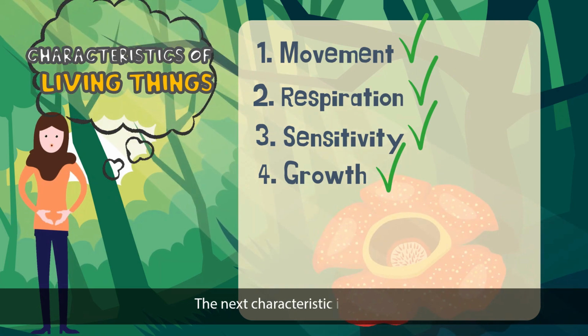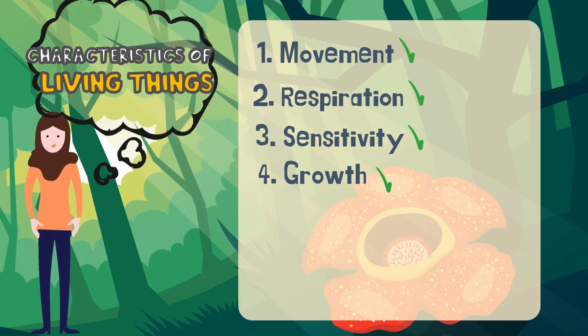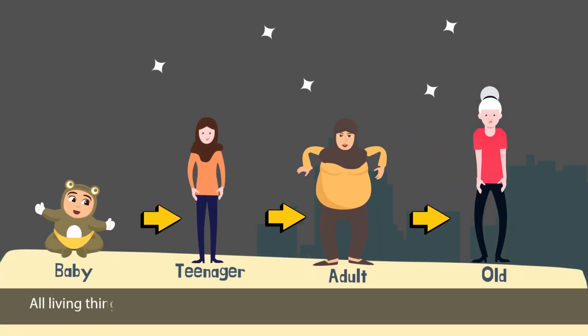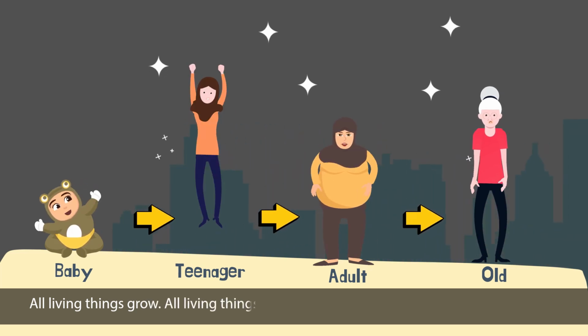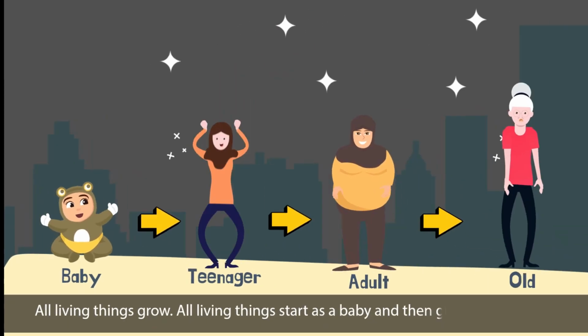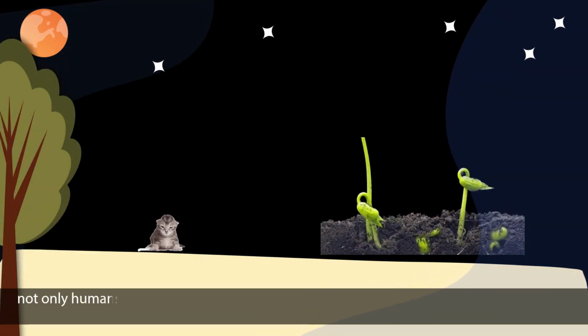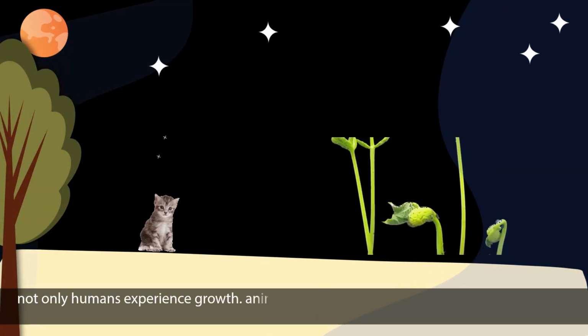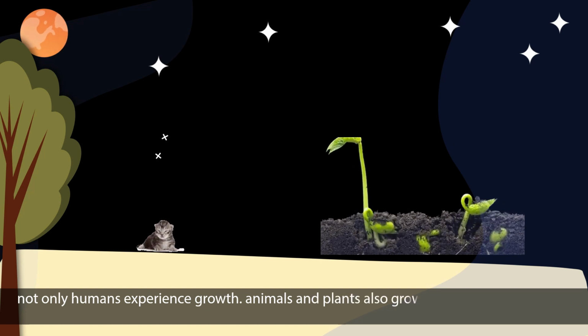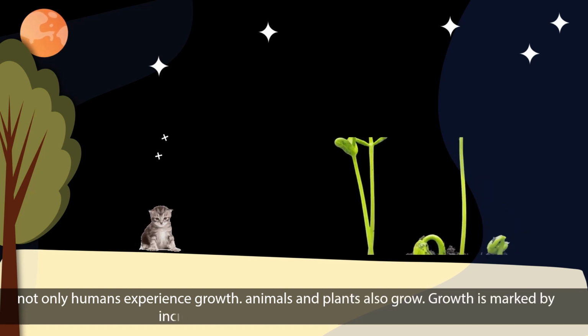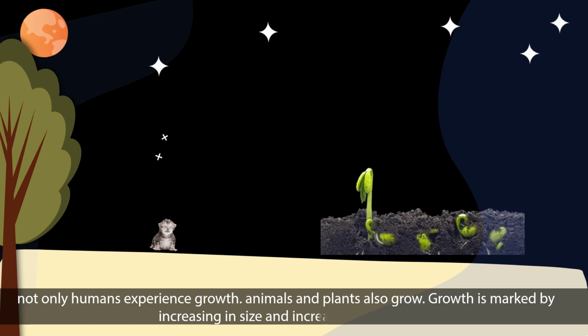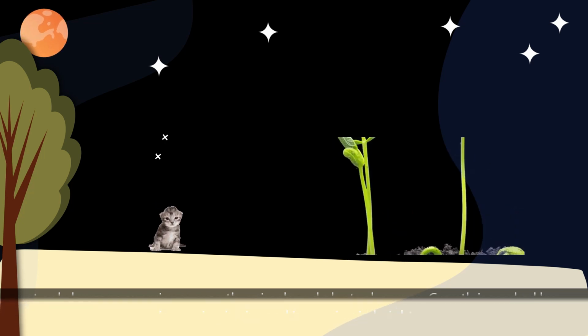The next characteristic is growth. All living things grow. All living things start as a baby and then grow up to be adult. Not only humans experience growth, animals and plants also grow. Growth is marked by increasing in size and increasing in height.